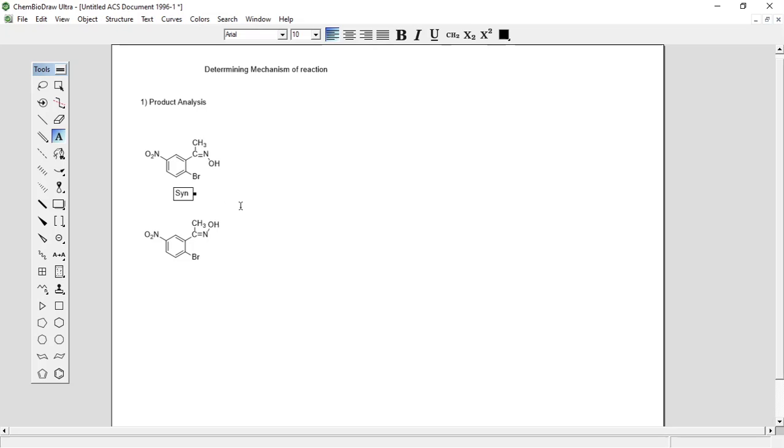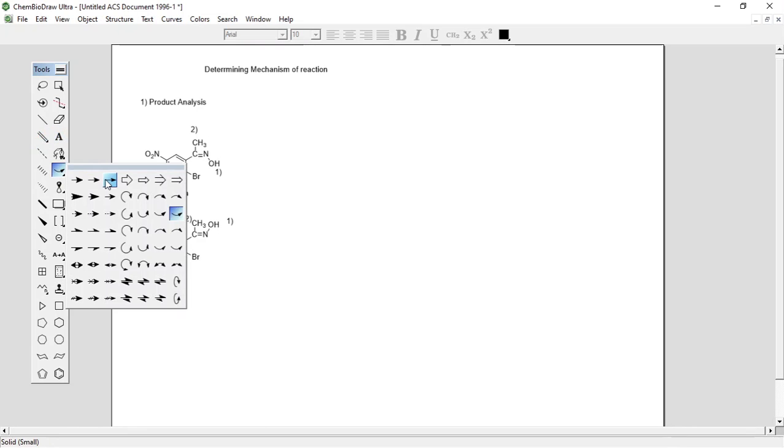You know that oximes are present as syn and anti. So here you have to use your CIP rule to find out whether it is syn or anti. This OH will get the first priority, and this CH3 will get second priority. These two same priority groups are present on the opposite sides of this carbon nitrogen double bond, so it's your anti.